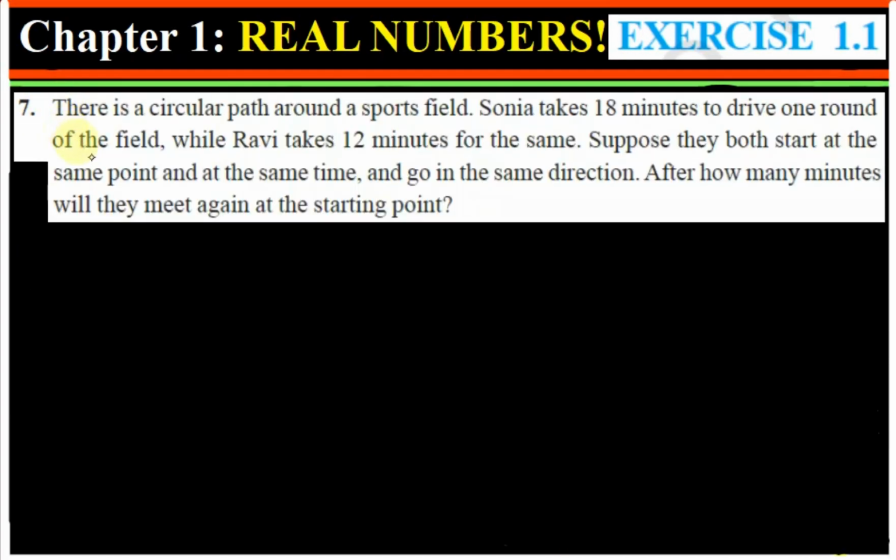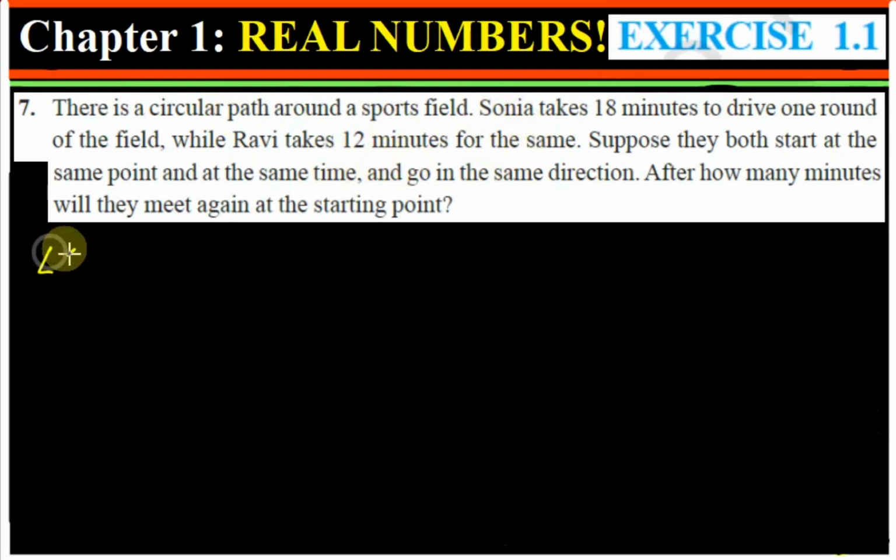This is question number 7 of exercise 1.1. There is a circular path around a sport field. Sonia takes 18 minutes to drive one round of the field while Ravi takes 12 minutes for the same. Suppose they both start at the same point and at the same time and go in the same direction, after how many minutes will they meet again at the same starting point? To solve this question, we'll try to find out the LCM of 18 and 12. So let's find out LCM of 18 and 12.